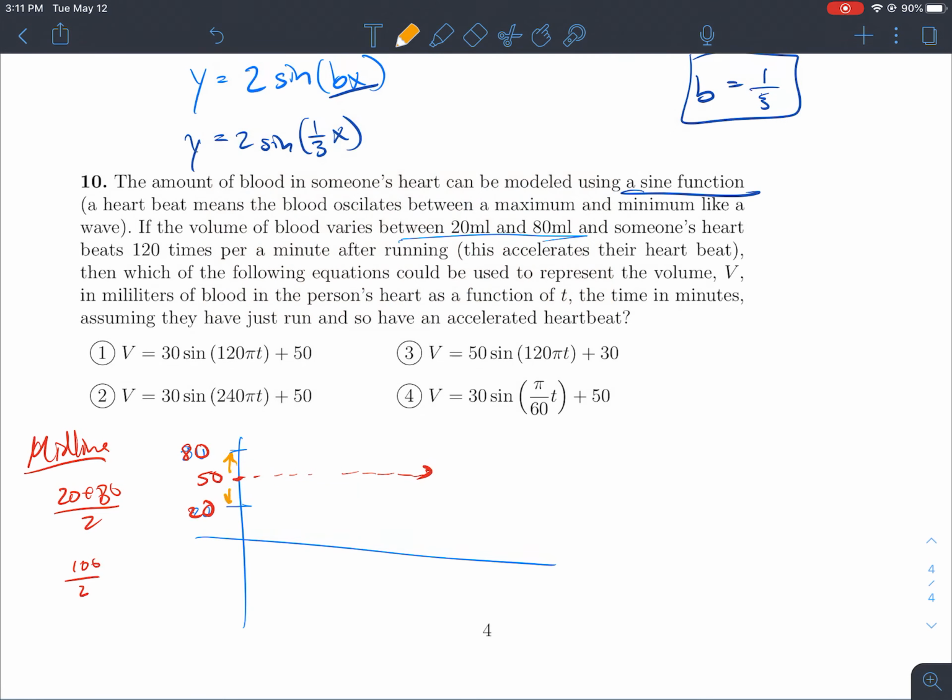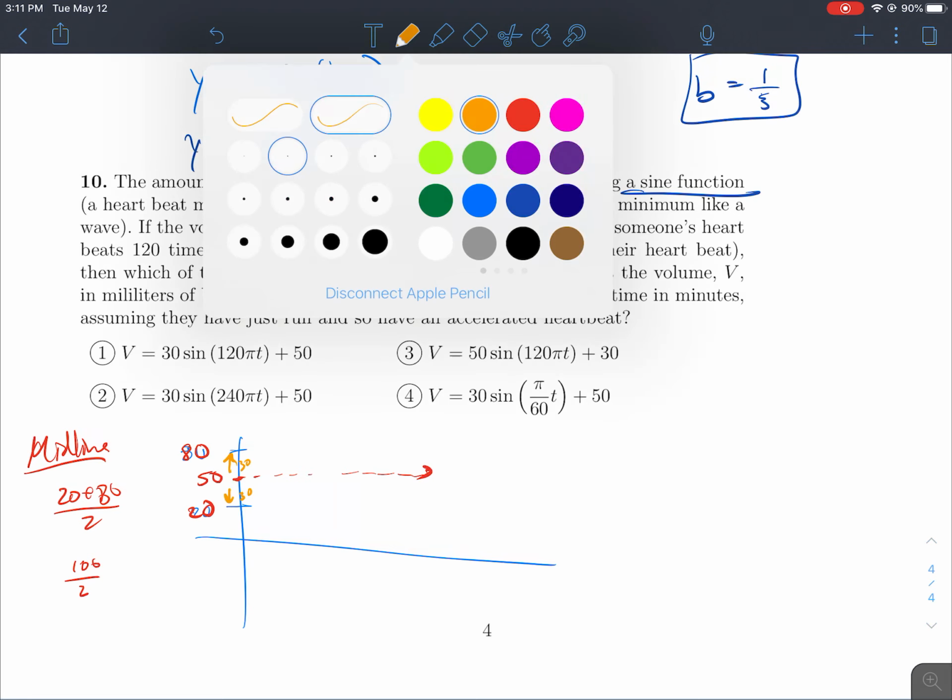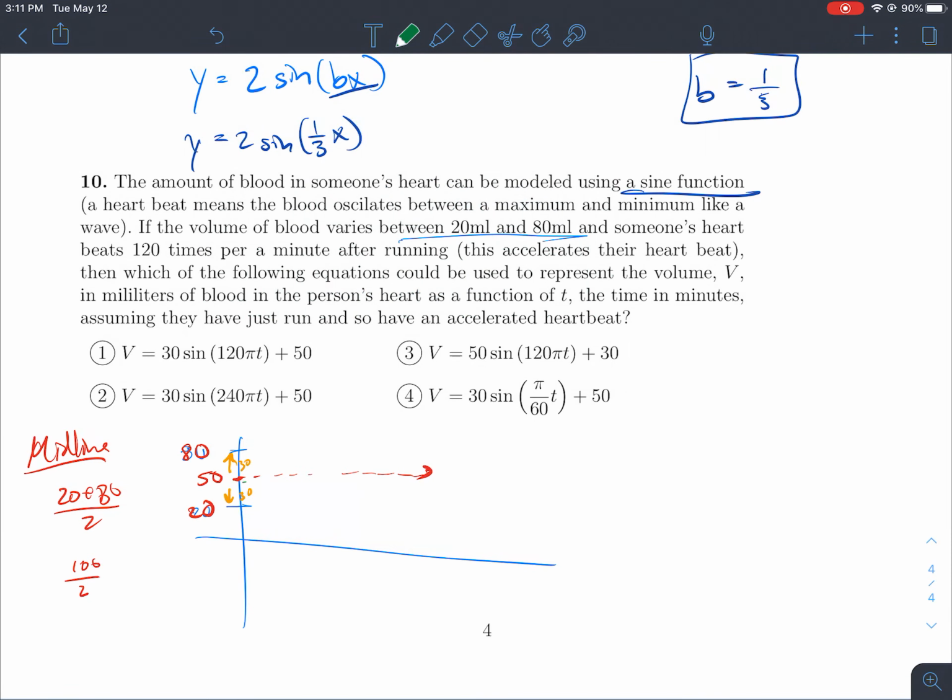Let's check if that works. If this is going to be the maximum and this is going to be the minimum, this is up 30. This is down 30. That works. So we graph our sine function. All right, what's the only thing missing? I didn't read the rest of the problem.